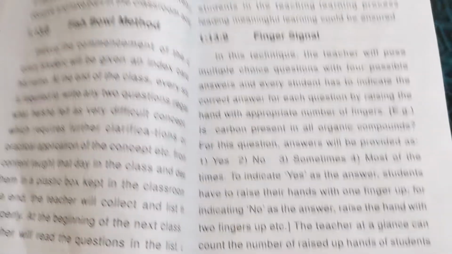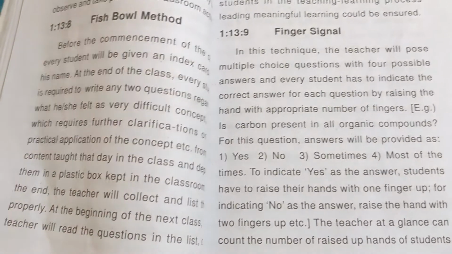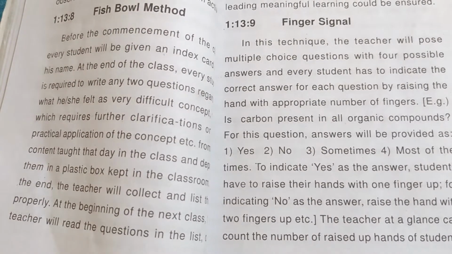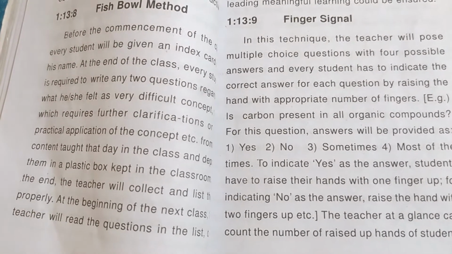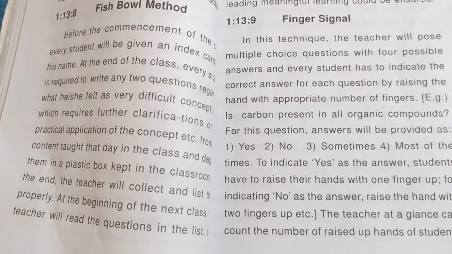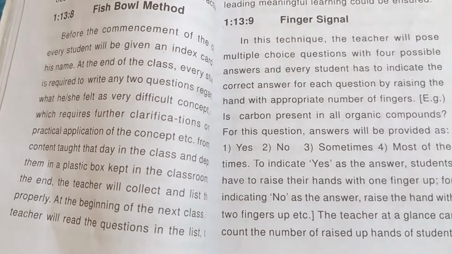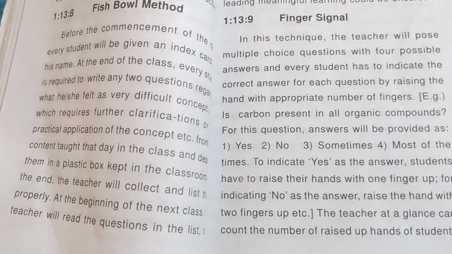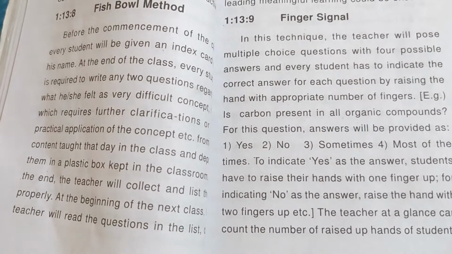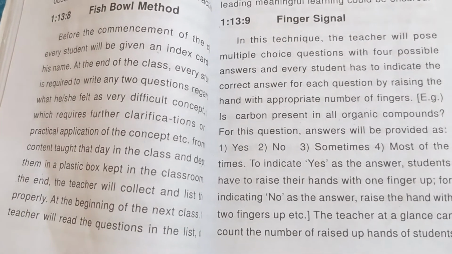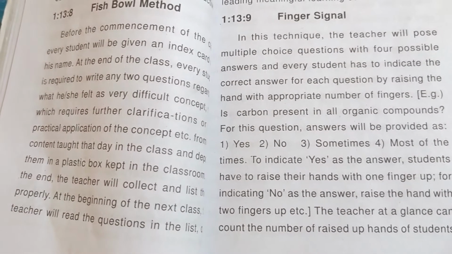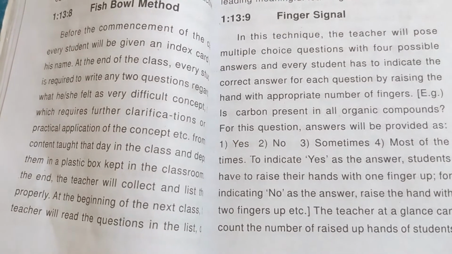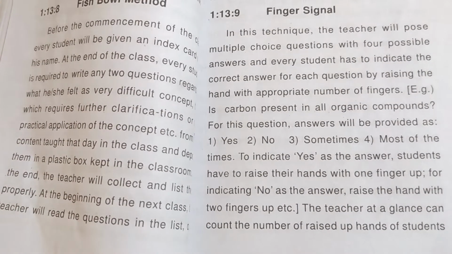If the student is showing a single finger as a signal, then we can say that the student is telling the first option is correct. If the student is raising two fingers, then the student is saying the second option is correct for the question. If the student is raising 3 fingers, the student is telling the third option is correct. If the student is raising 4 fingers, the student is telling the fourth option is correct for the given question.